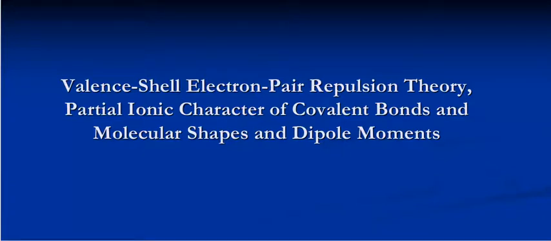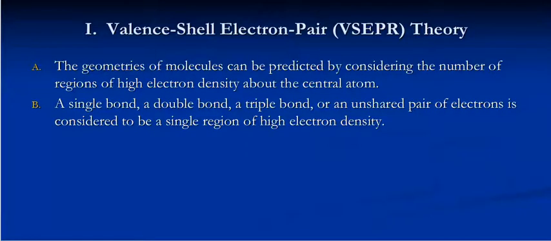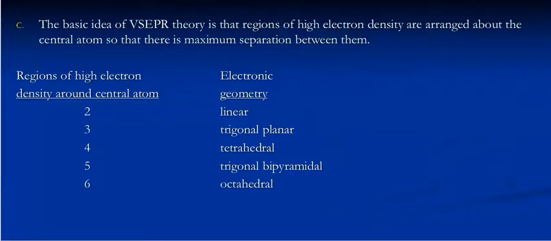Valence shell electron pair repulsion theory, or VSEPR theory. VSEPR theory allows us to predict the geometries of molecules by looking at the regions of high electron density around the central atom. A region of high electron density can be a bond, or it can be a lone pair of electrons. The basic idea of VSEPR theory is that electrons want to be as far apart as possible, and this gives rise to 5 different electronic geometries, depending on the number of regions of high electron density around the central atom.